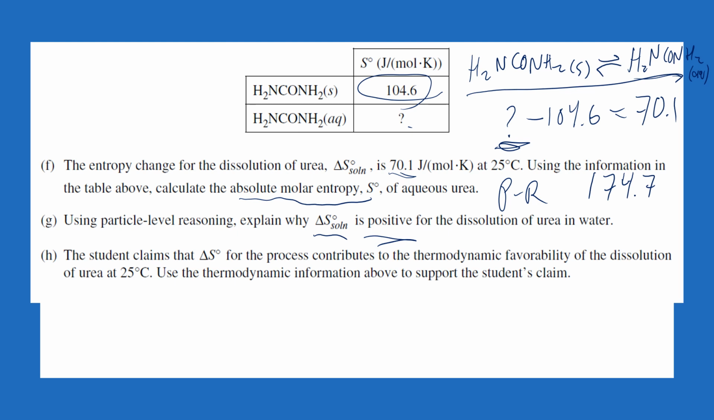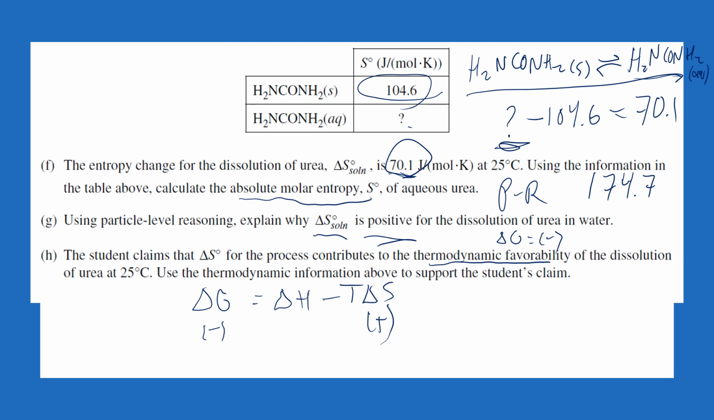Now, part H, the student claims that delta S contributes to the thermodynamic favorability. Remember, whenever you see that, you immediately want to think delta G is negative. For the dissolution of urea, use the thermodynamic information above to support the student's claim. Okay, well, if we want delta G to be negative, it's equal to delta H minus T delta S. Well, we know the temperature is positive. It has to be positive because it's in Kelvin. And delta S, they told us, was positive.